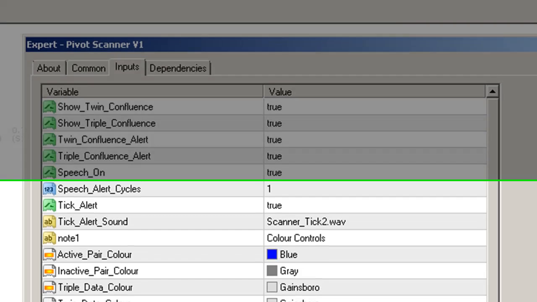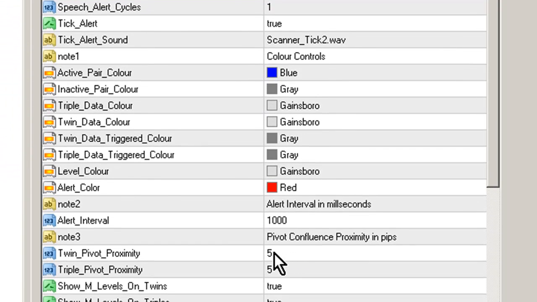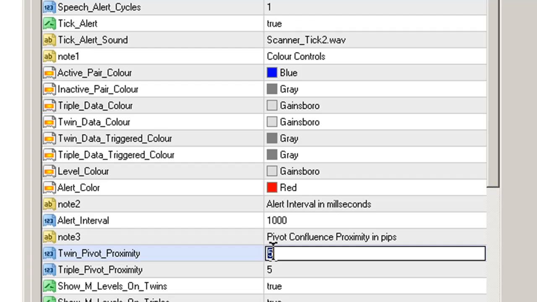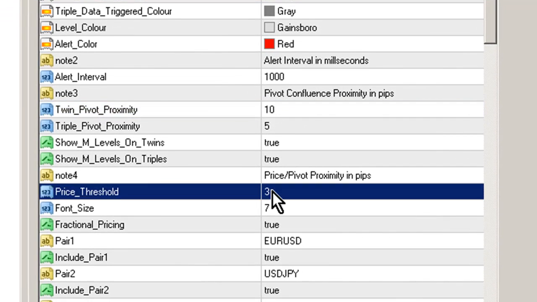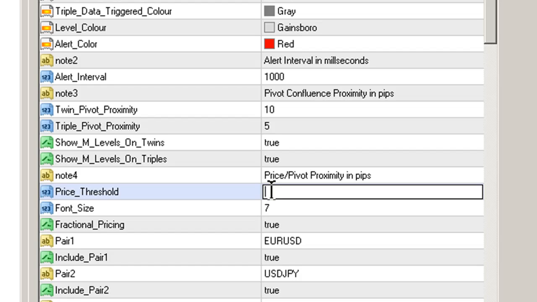and I'm going to increase the range of the twin pivot proximity from 5 pips to 10 pips. And I'm also going to change the price threshold, which means that the default value is 3 pips, so the price has to be within 3 pips of the pivot confluence. I'm going to change that to 5 and just OK those settings.